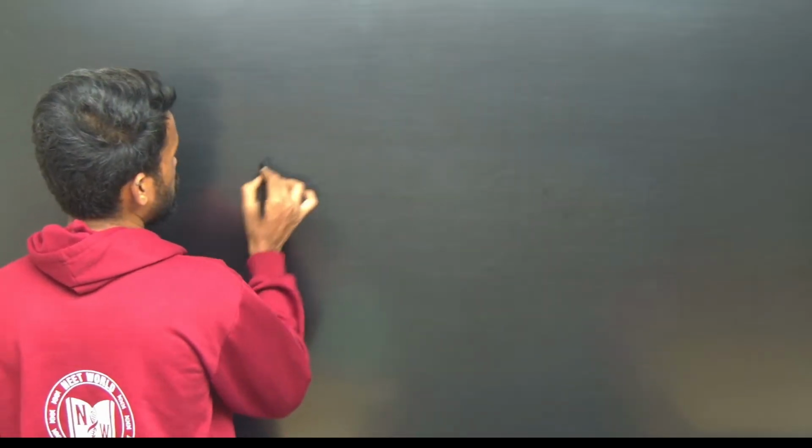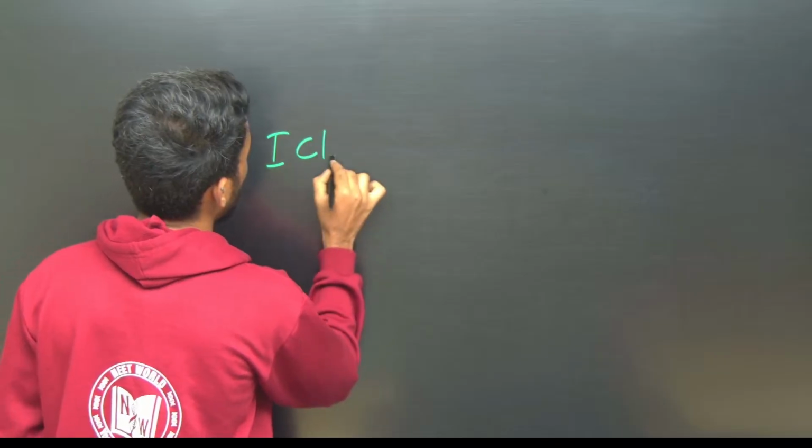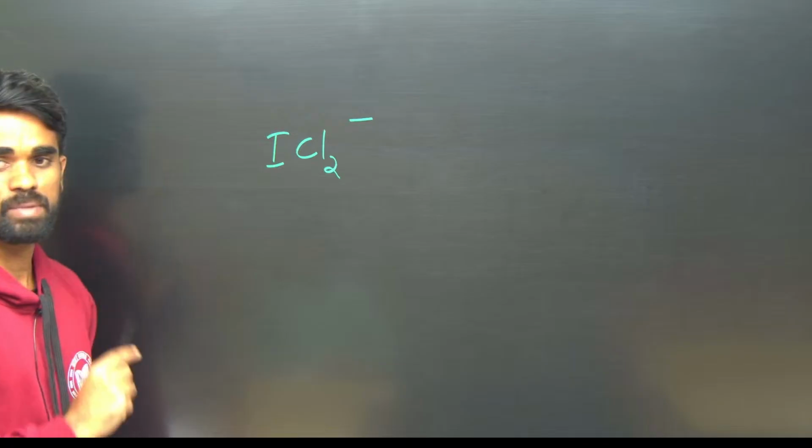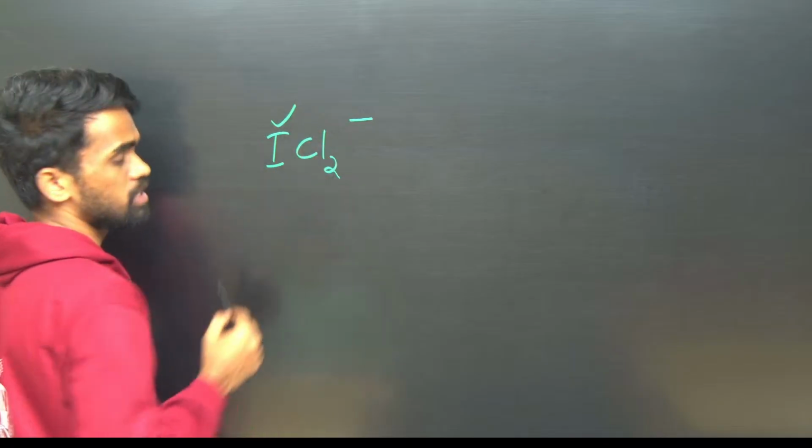If it is blurry, you just inform me. So what we discussed, for example, I am giving you some structures like ICl2 minus. Now tell me what is its structure and hybridization for this central iodine atom.